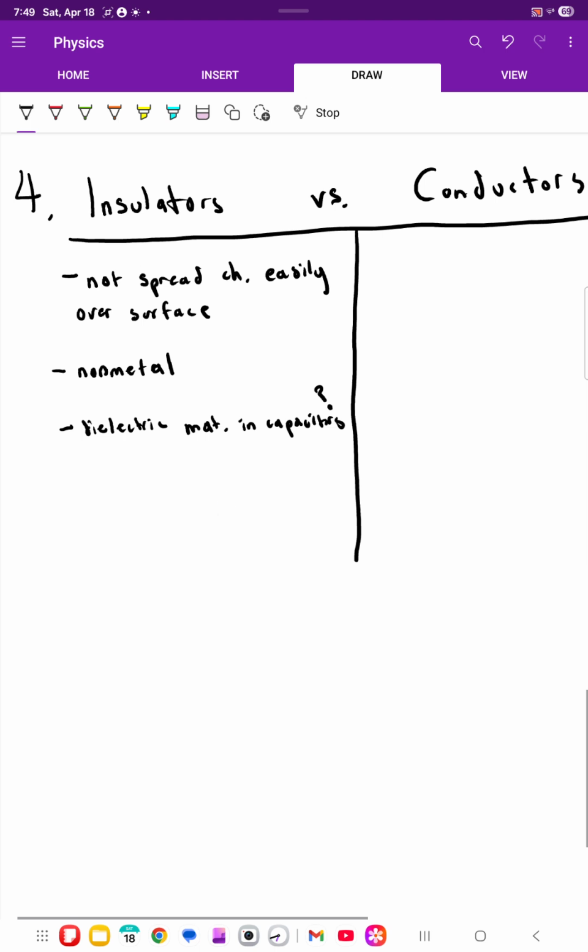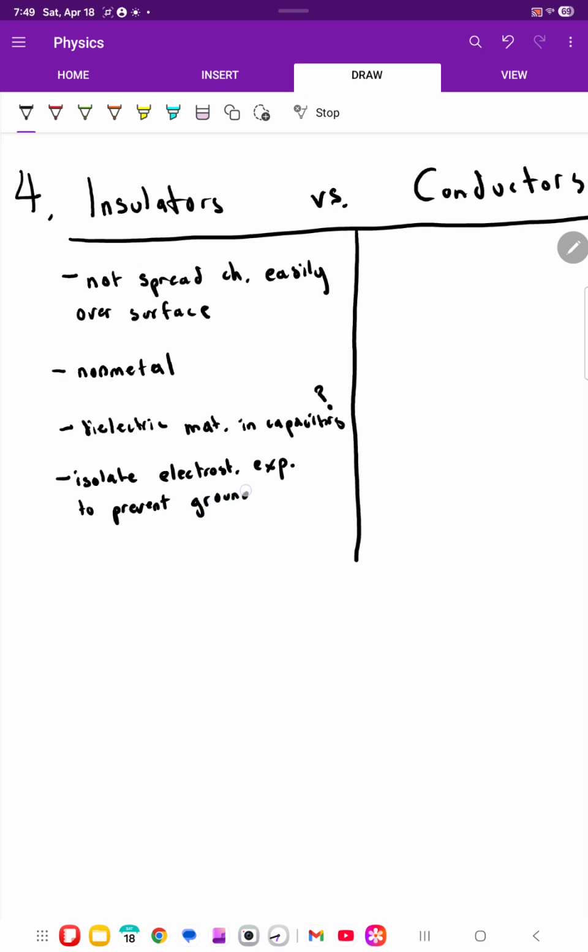And these insulators can also isolate electrostatic experiments. How? And I meant why? For scientific purposes, to prevent grounding, like the shock of the doorknob example mentioned earlier.